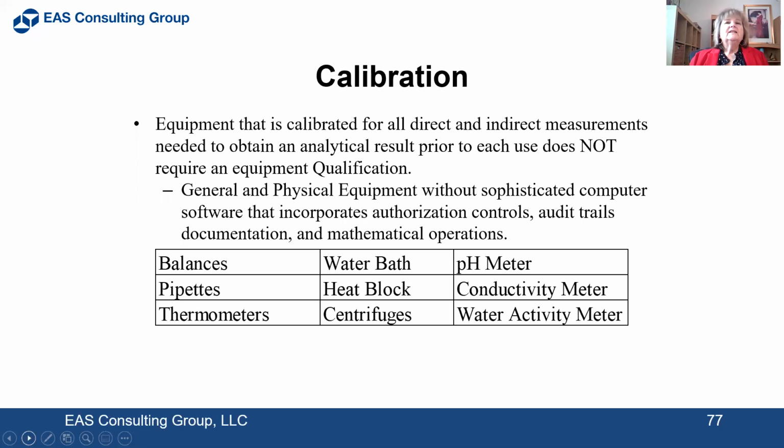So some equipment doesn't necessarily have to be qualified. Anything that is calibrated for all direct and indirect measurements, where you need to obtain an analytical result prior to each use, does not require equipment qualification. Some examples of that would be a balance. You wouldn't do an IQ, OQ, PQ on a balance. You would do a calibration once a year, and then you'd do a weight verification daily if you're going to use the balance that day. Thermometers don't have to have it, pH meters, that sort of thing.